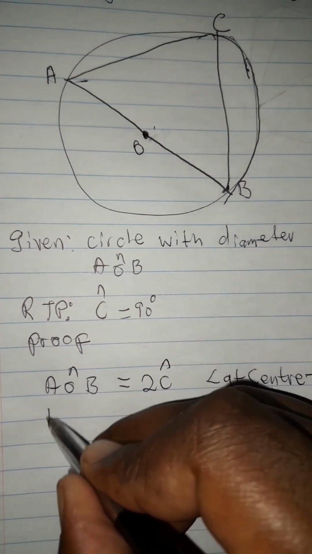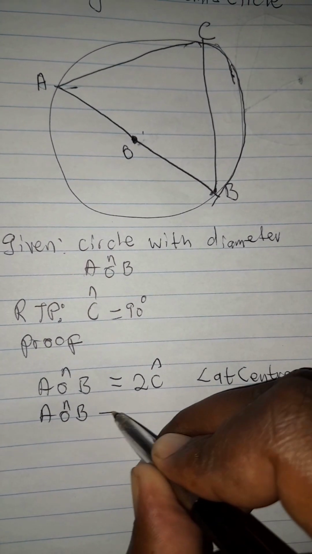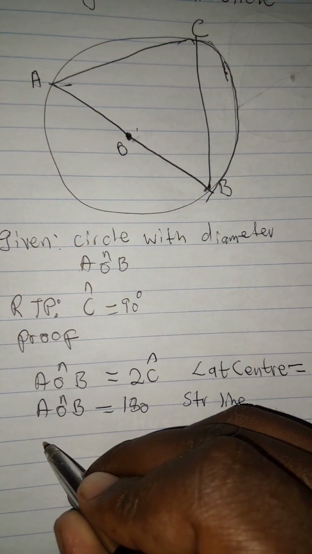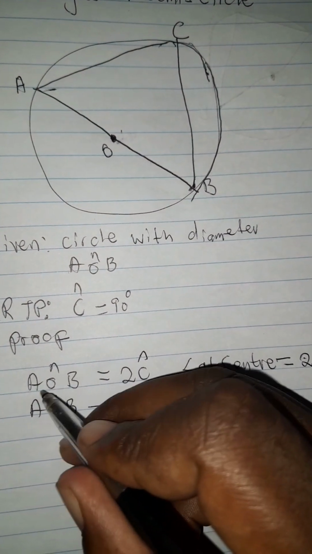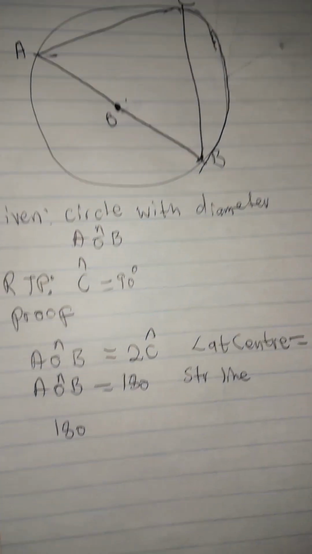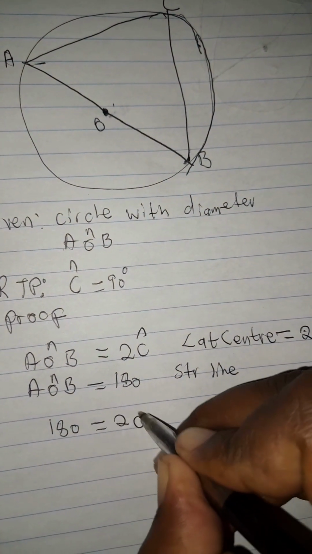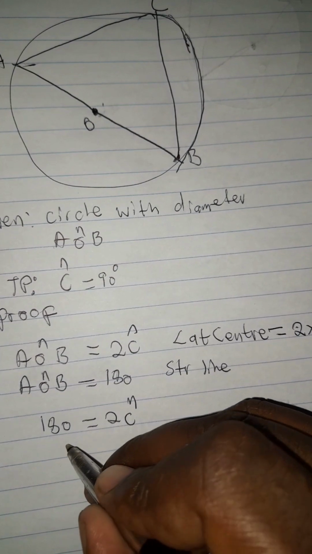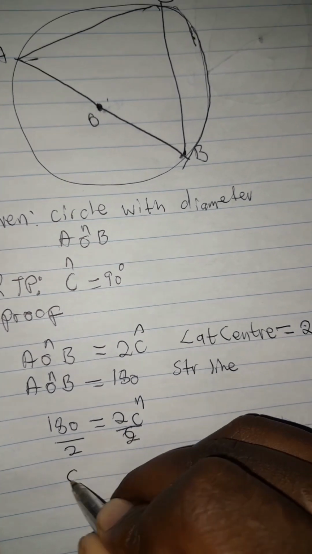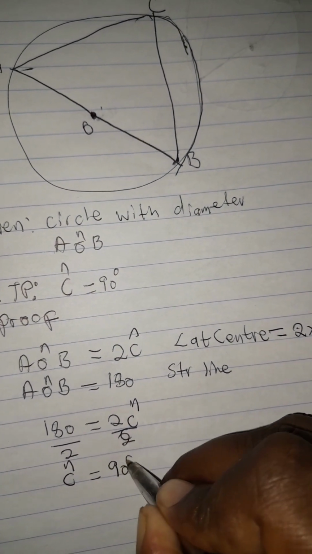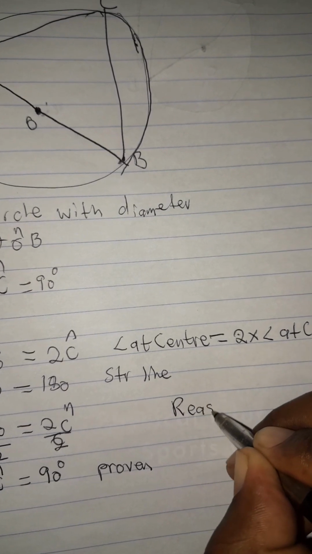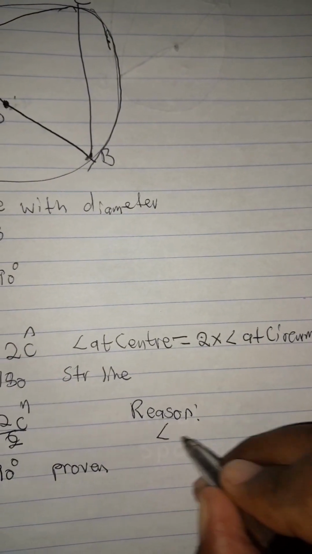Another thing, we can see that angle AOB is equal to 180, because those are angles on a straight line. We said that AOB is twice C, so where we see AOB we replace it by 180. So 180 equals 2C. To make C the subject, we divide by 2. Therefore angle C will be 90 degrees. Hence it's proven.